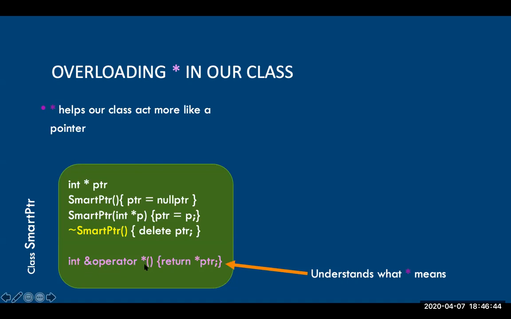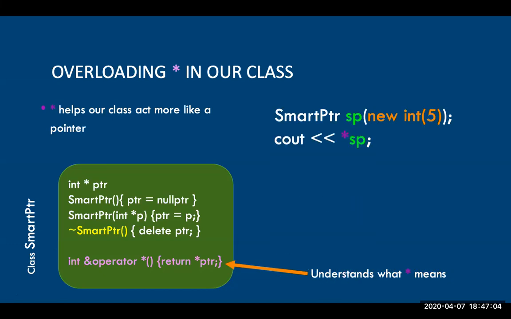Probably should have put a space in there for readability, but it won't make a difference. And all we're going to return is what the raw pointer points to. Okay, so that overload for that method allows our class to do the first trick, which is acting like a pointer whenever we want to do a dereference. So we do that, and then we say cout star p, and that should print the number 5, right?